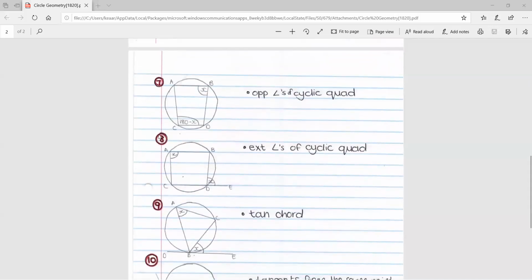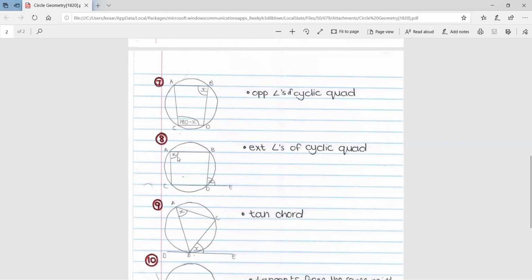Then for number 8, we have the exterior angles of a cyclic quad. Again, we're dealing with a cyclic quad. Note that points A, B, C, and D are all touching the circumference of the circle. This theorem states that this angle will be equal to its opposite exterior angle. So if this is x, this will also be x.